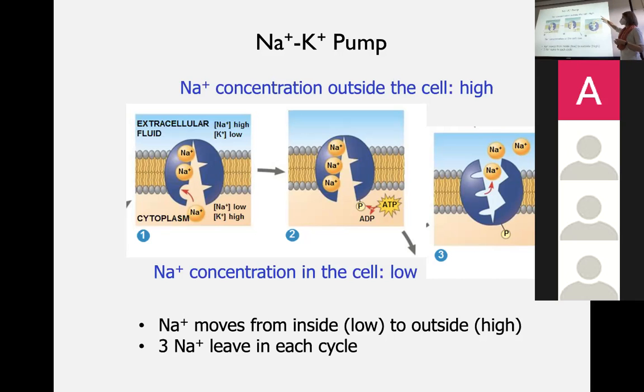So sodium concentration outside the cell is high, inside is low, but we're moving sodium from that low to high concentration. 3 sodiums leave in each cycle. Okay, so you want to know those main points. I tried to boil this down to the main points of the sodium potassium pump. This is happening in most of your cells all the time. Like right now, you're pumping sodium out and you're pumping potassium in.